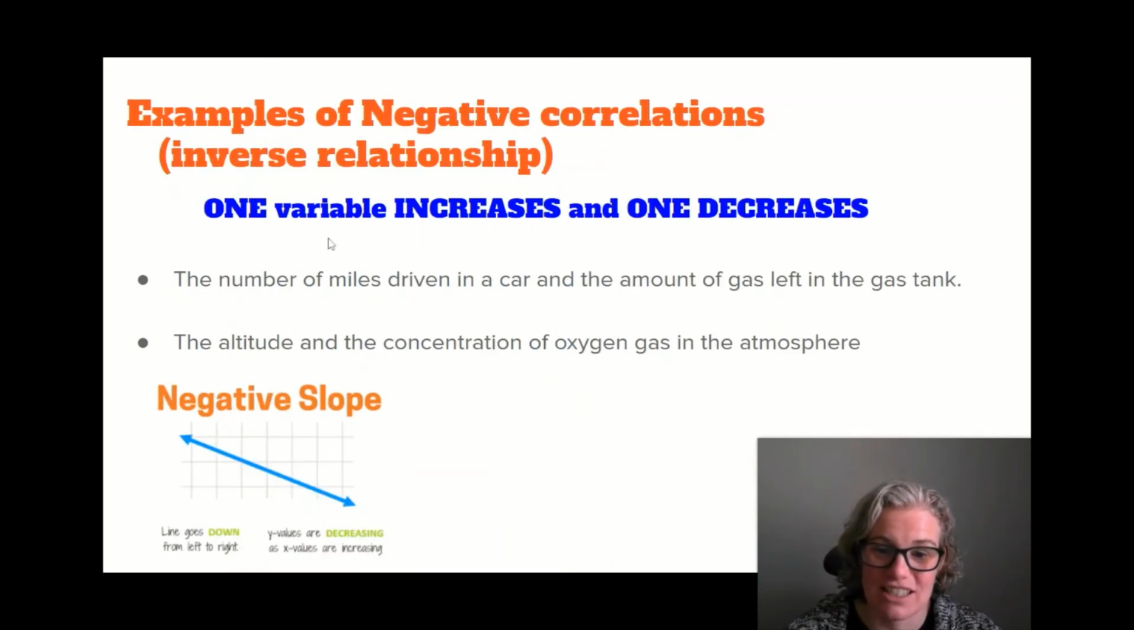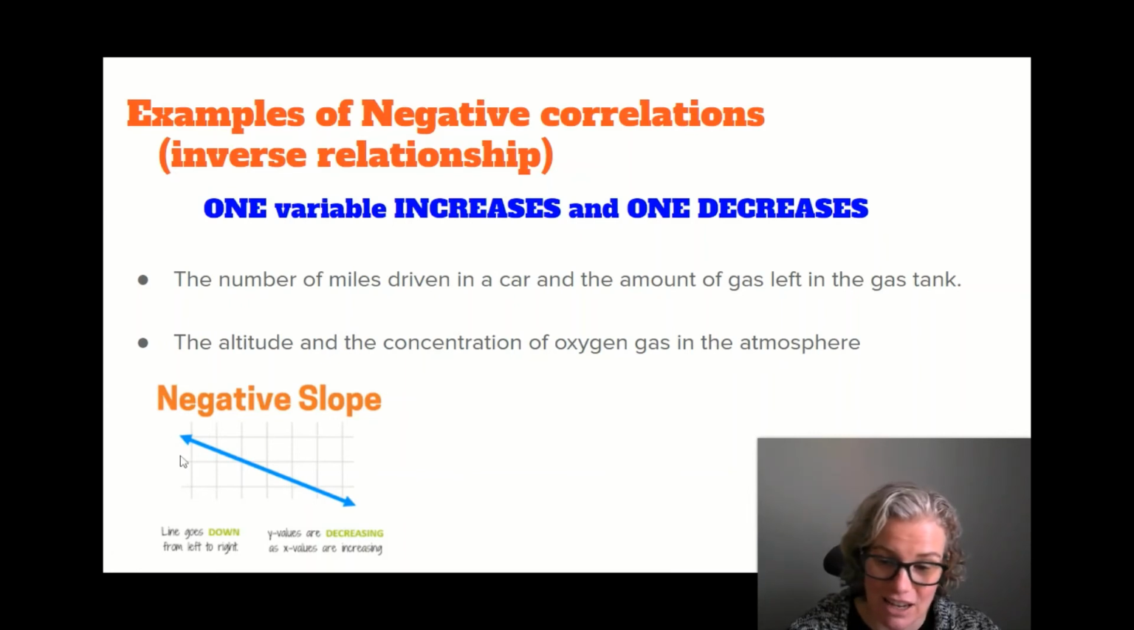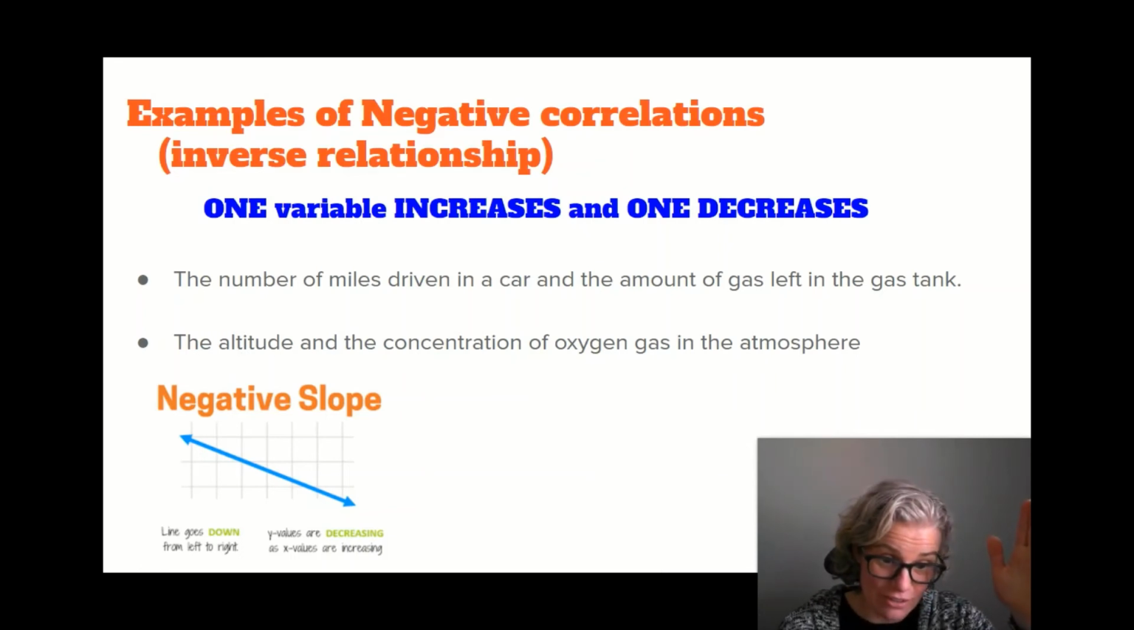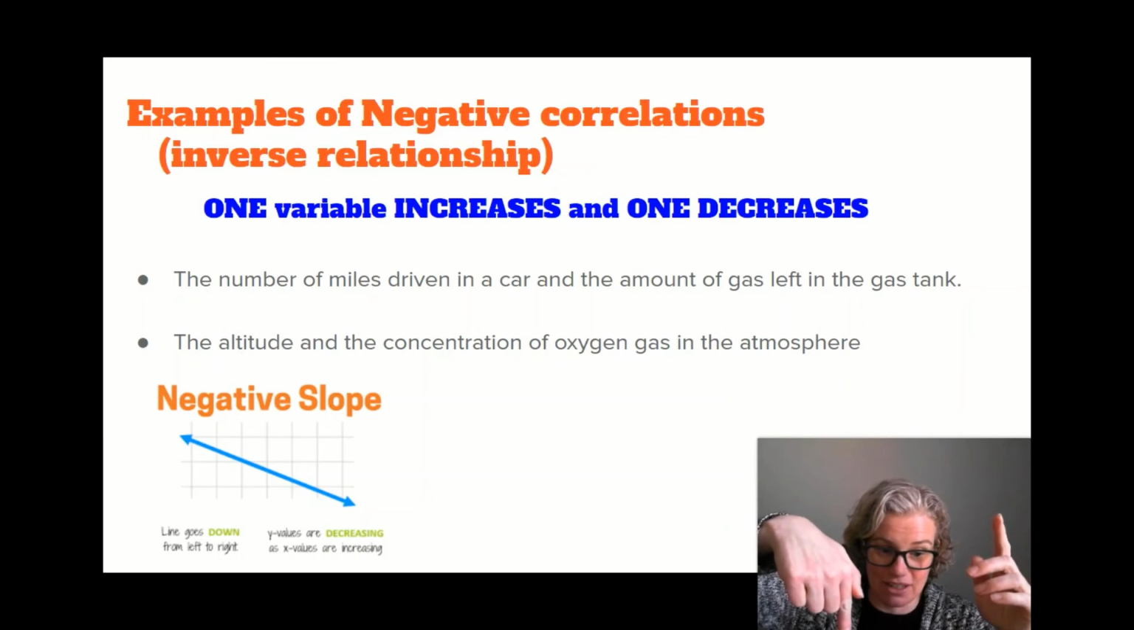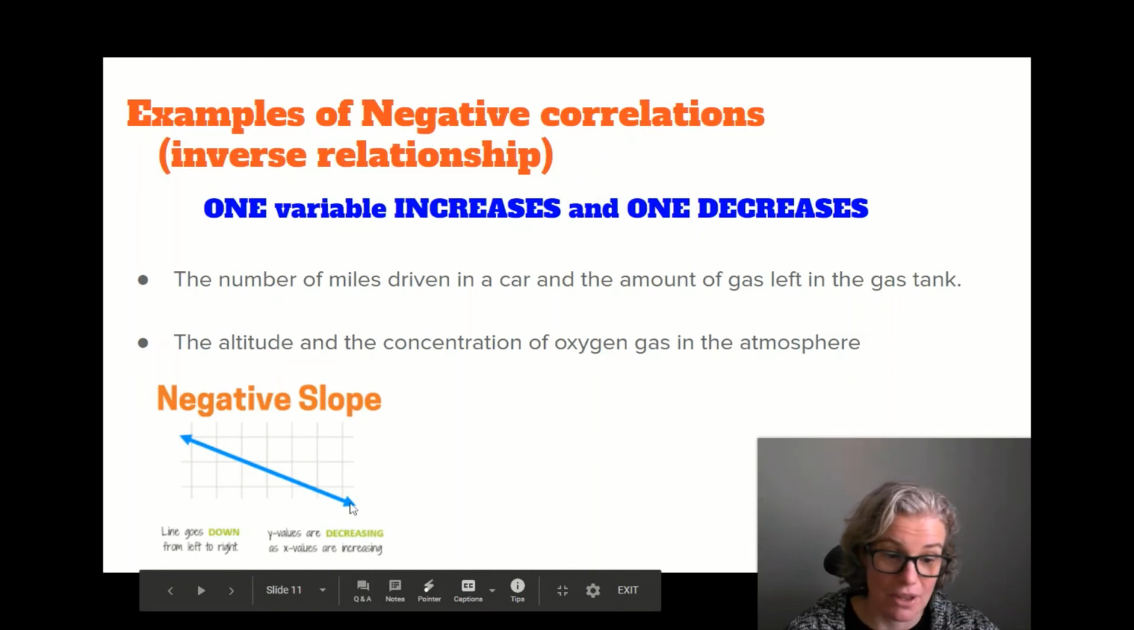Negative correlations are going to tell us that as one thing increases, the other thing decreases. Take the number of miles driven in a car: I'm driving more and more miles, but the amount of gas left in the tank goes down. I had 20 gallons, now I only have 19 gallons, now I only have 18 gallons left in my tank. That's going to decrease as I drive more. Here's another example. The higher I go, the less oxygen in the atmosphere. So they're opposites and would produce a graph like this with a negative slope.